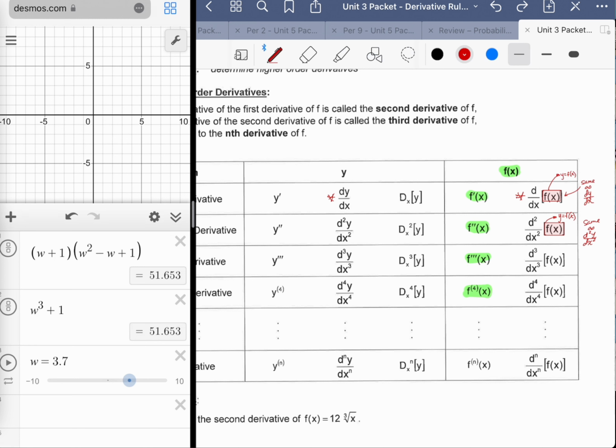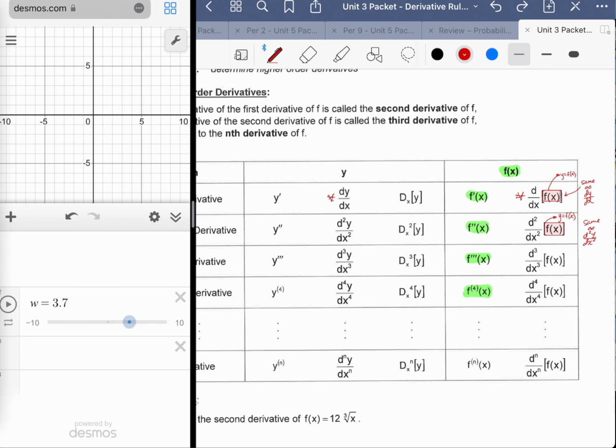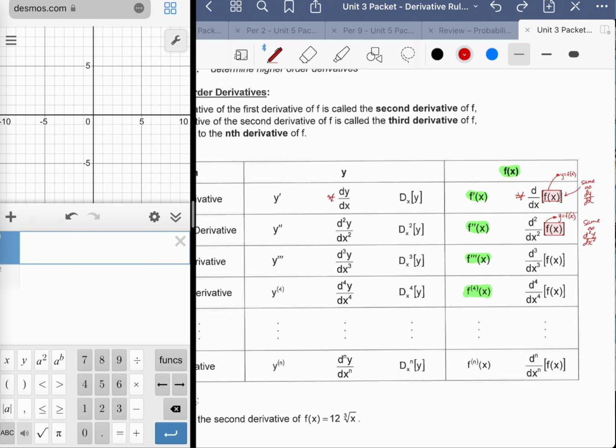But y prime, y double prime, y triple prime, and all that, that works the same way as the f primes, f double prime, and so on. Desmos will handle second derivatives just the same way it handles first derivatives. The problem is it doesn't give you the equation, it just gives you the graph.